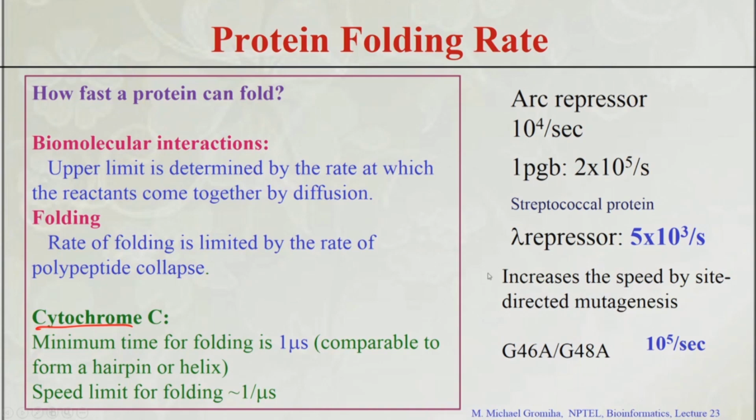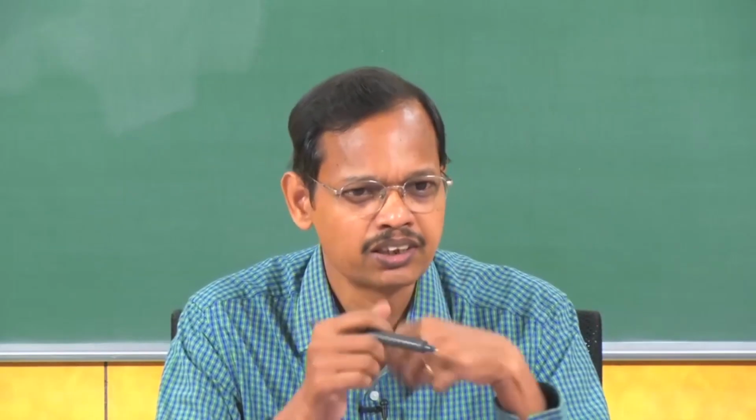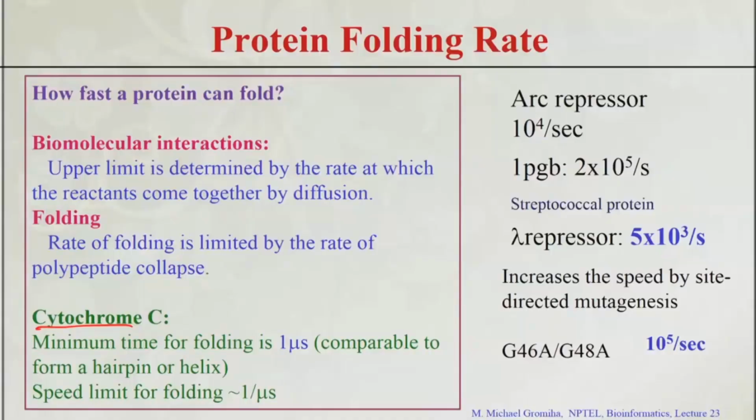Now, I will show a few examples: arc repressor is 10 power 4 per second and lambda repressor is 5 into 10 power 3 per second, and so on. These are for proteins. Likewise, you can accelerate or decelerate, or increase or decrease, the folding rate by amino acid substitutions, like what we discussed about stability. By introducing a mutation we can enhance the stability of proteins. So, we identify the mutants which can enhance the stability and we can design proteins. Likewise, in the folding rate we can identify some mutations which can accelerate the folding process.